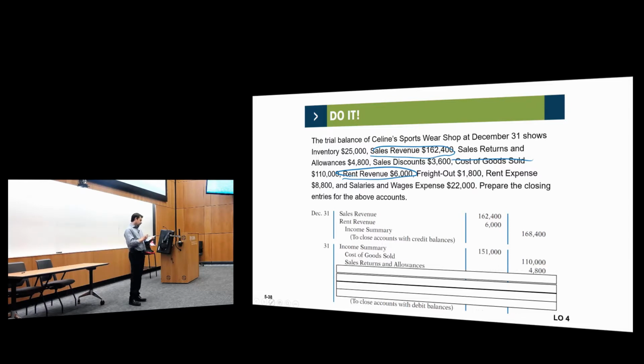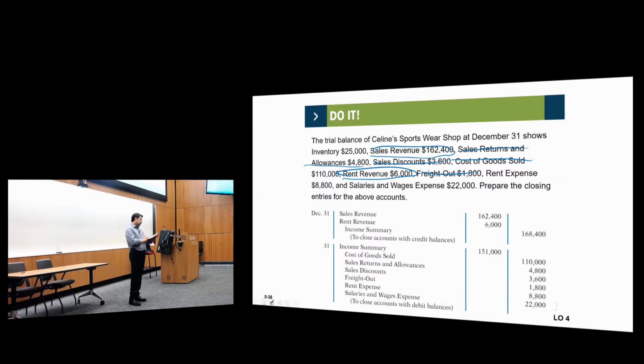Sales returns and allowances. Sales discounts. Freight out, right? You have also what? Rent expense. Salaries and wages expense.